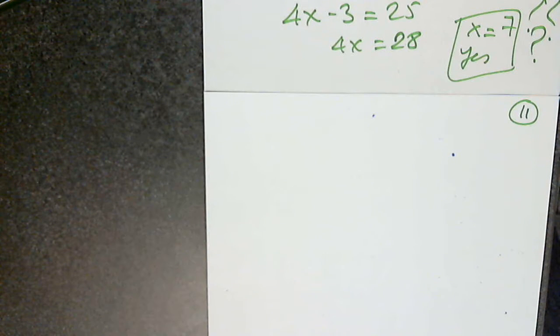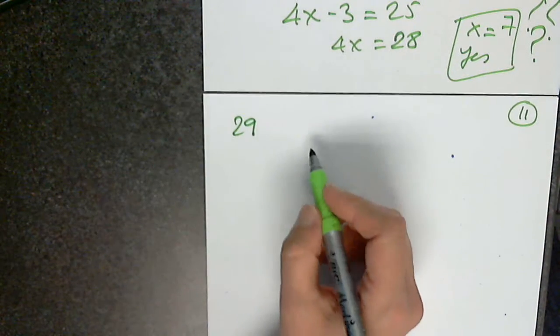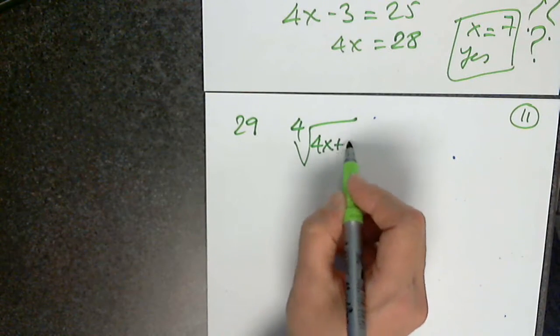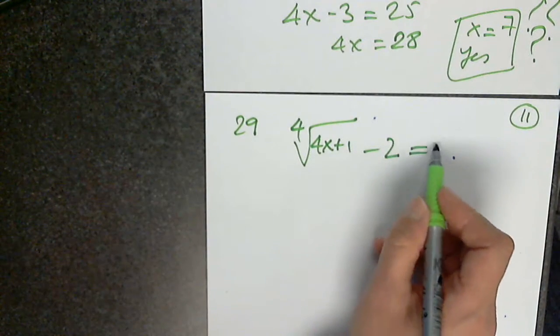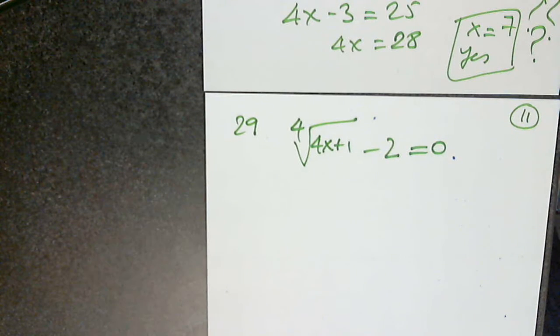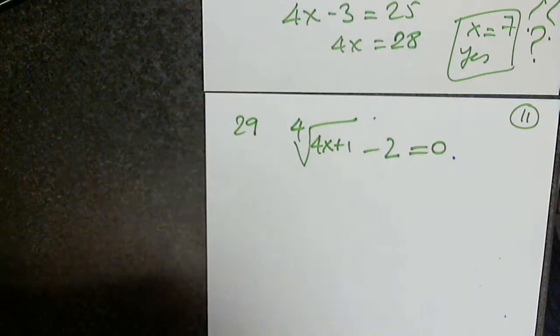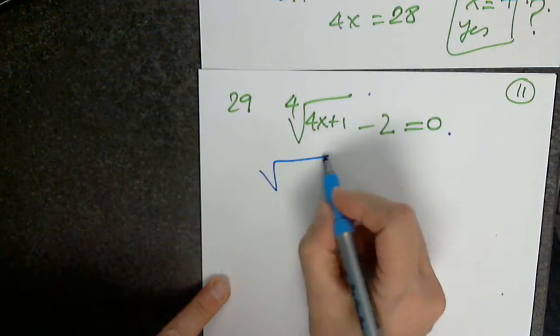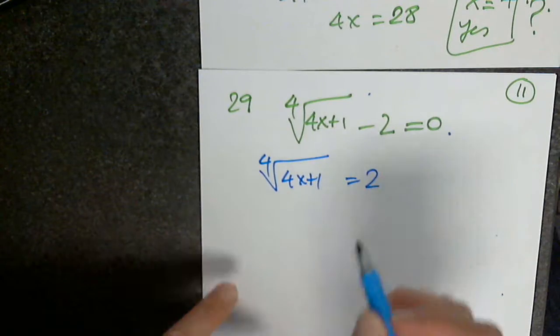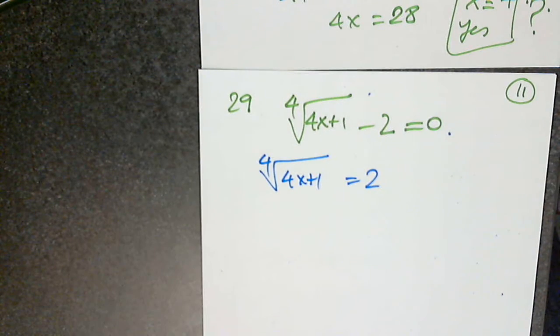Okay. Now, let's look at 29, the fourth root of 4x plus 1 minus 2 equals 0. What do I do with this? Not yet. I need to isolate the radical first. So what should I do? Good. Now, squaring both sides, will that work? No, because squaring the fourth root, it's not going to work.